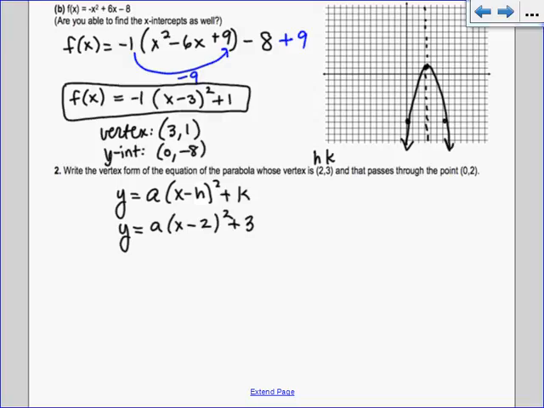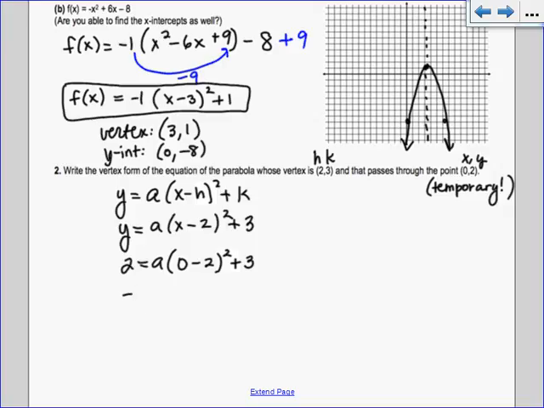Okay, same idea here. You have that it goes through the point, so we're going to use that as our x and y temporarily. So just this one time, they're just going to be the x and y in order to find that a value, and then we'll just use x and y. So I get y was 2. So I'm going to have 2 equals a times 0 minus 2 squared plus 3. So I'm using that point to find a.